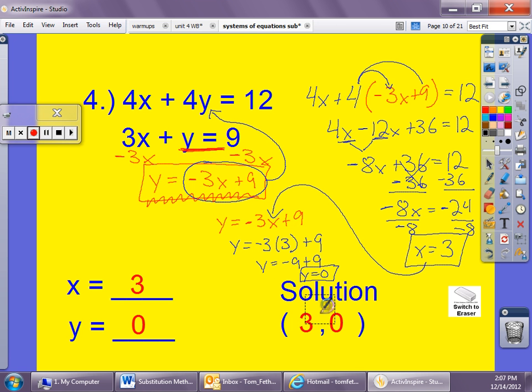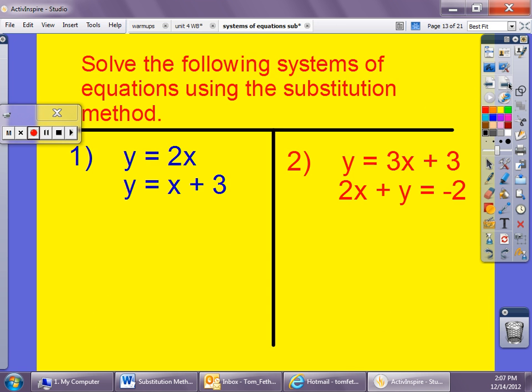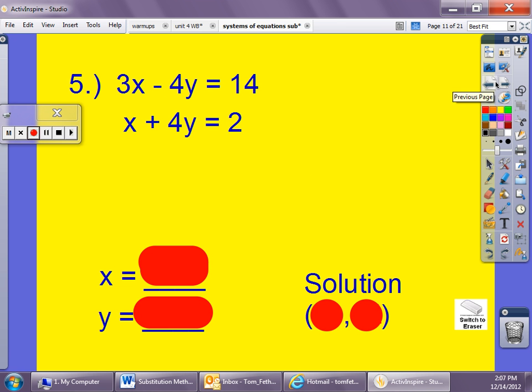Now if we look at the next example, once again, we have 3x minus 4y equals 14, and x plus 4y equals 2. Well, we need to say either x equals or y equals. Since this x is all by itself, we need to get rid of that 4y. The way we get rid of 4y is we subtract 4y from both sides. Minus 4y. So now I'm just going to have x equals 2 minus 4y.